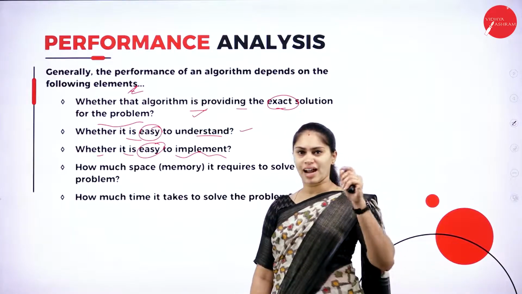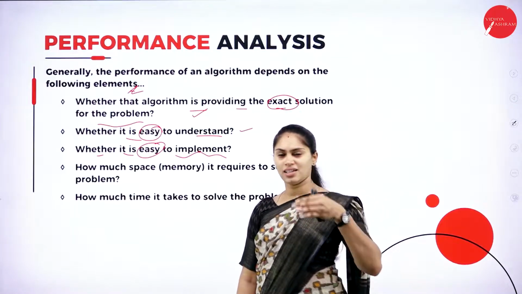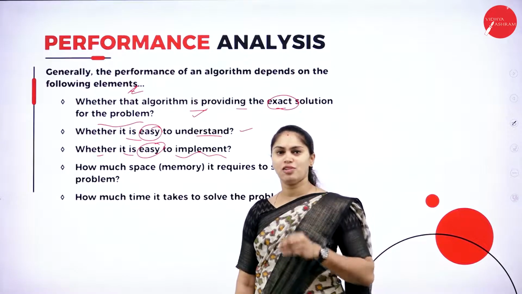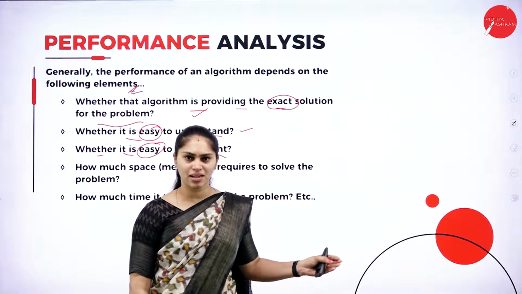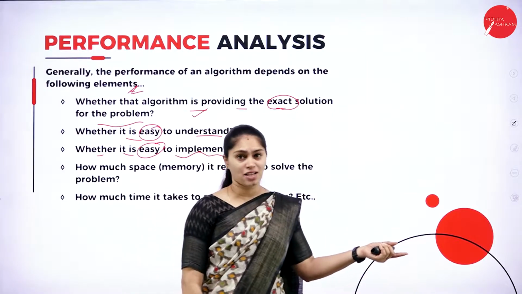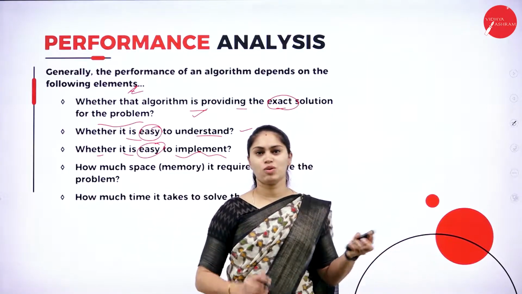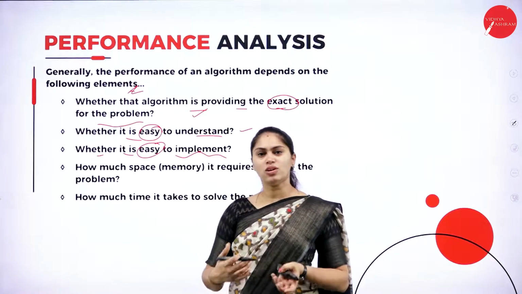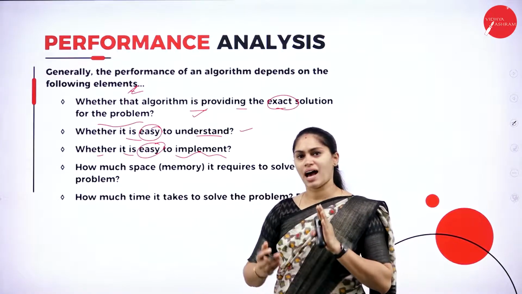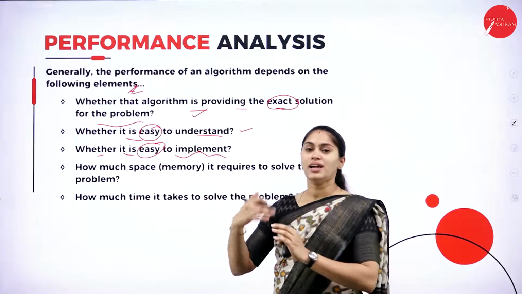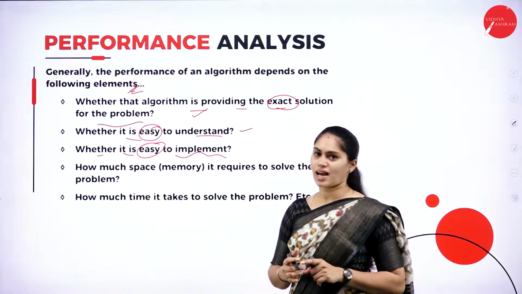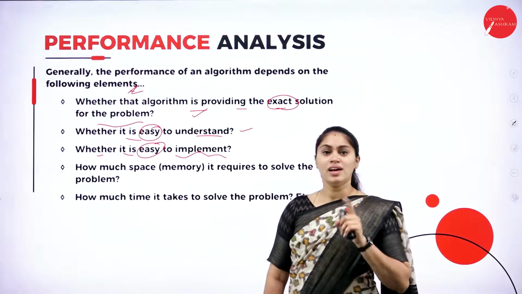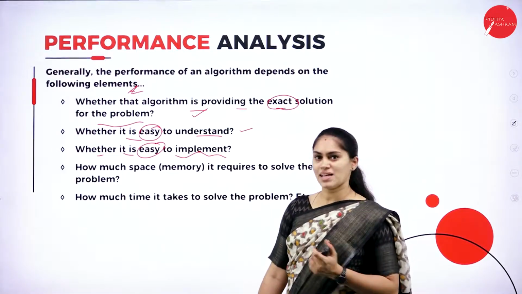If it is yes, then we can proceed with that algorithm, and also whether it is easy to implement. After writing the algorithm in a theoretical form, it has to be converted into some diagrammatic representation. After that, it has to be implemented. That is what we do in coding. So when we are writing an algorithm, it has to be easy enough to develop that system with the help of implementation. That element is also required when I want to choose the best algorithm.